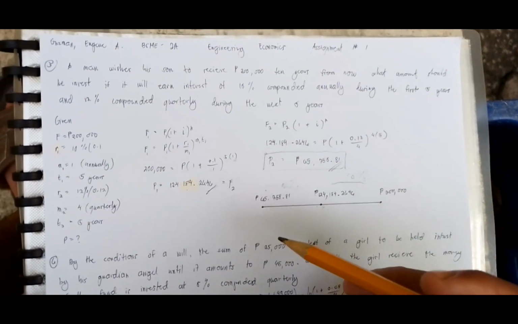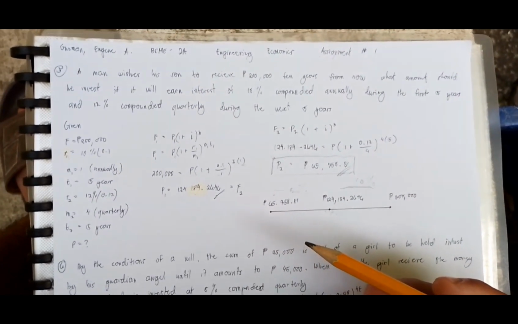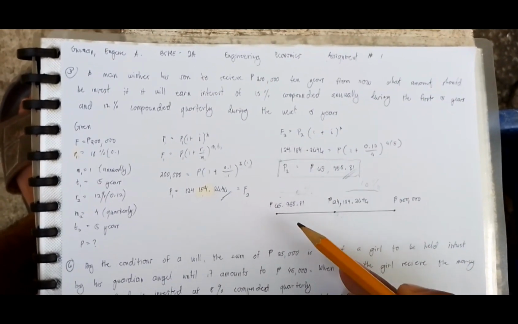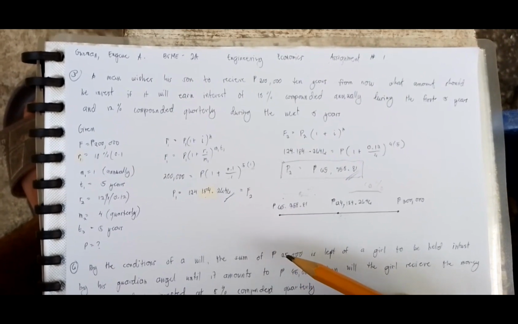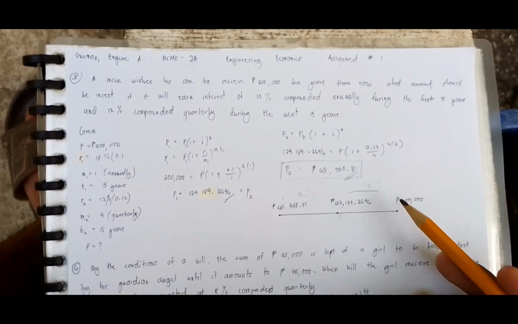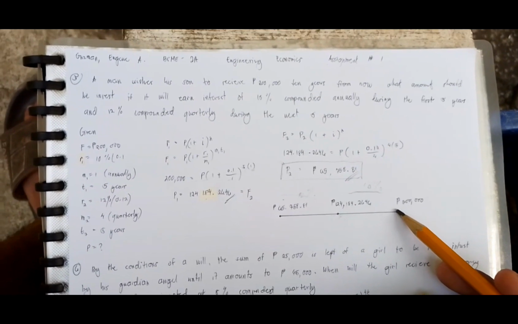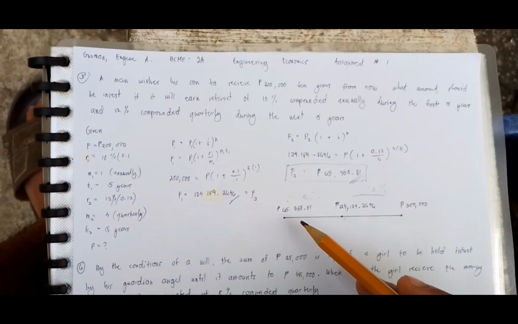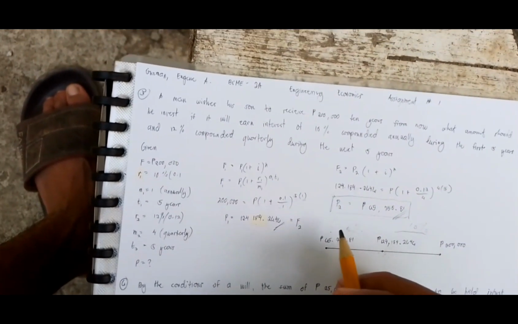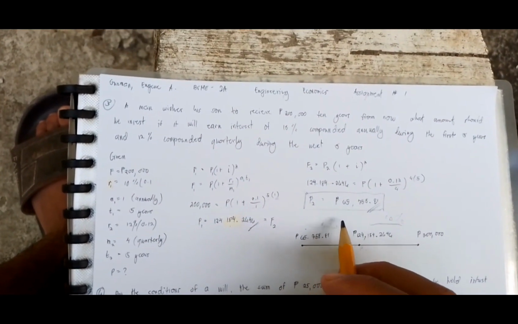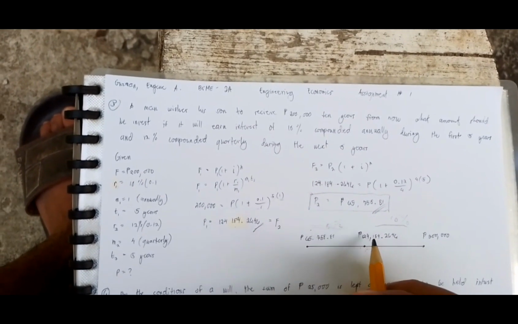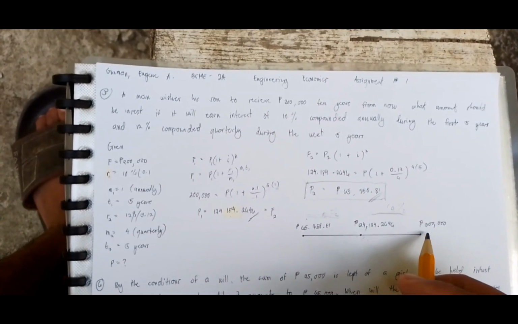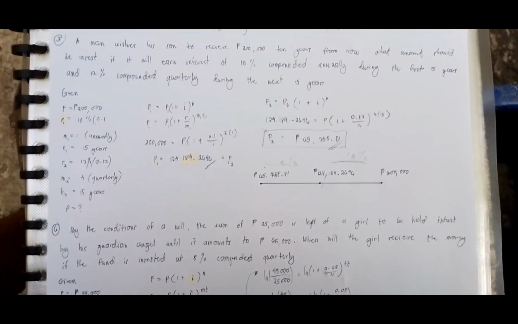So the money needed, or the present value his son needs to receive 200,000 after 10 years, is 65,758.81. So at the first years, that would be at the 12% rate. Then the next years are at the 10% rate, and we could get 200,000 pesos.